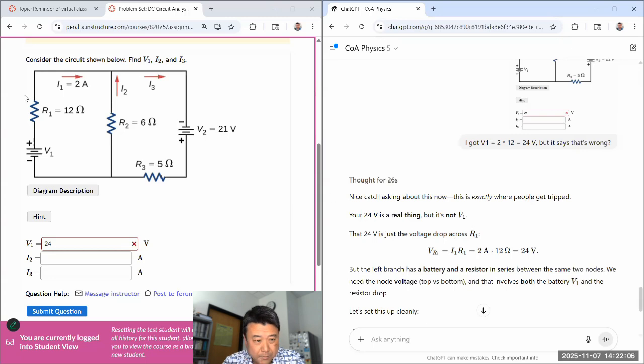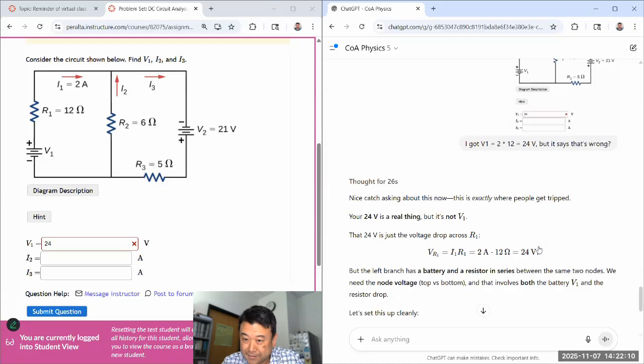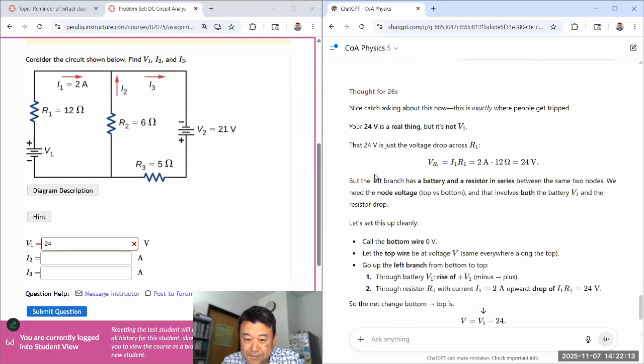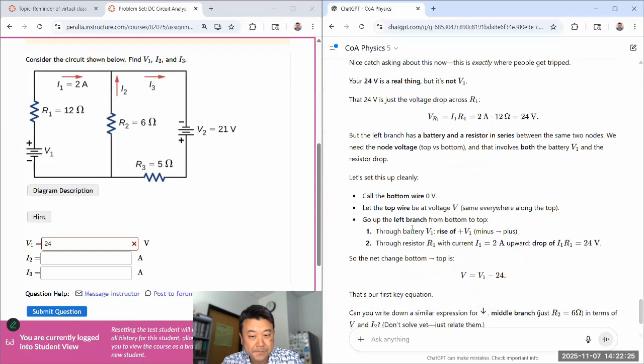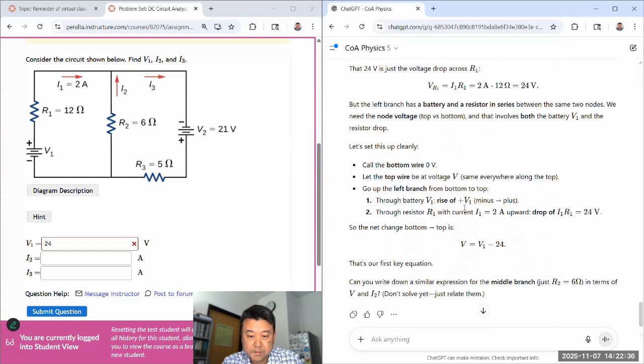Okay, that's the voltage drop across the R1, not the V1. Okay, VR1. But the left branch has a battery and a resistor in series between the same two nodes. Okay, need the node voltage top versus bottom. Then both the battery and the resistor drop are set up clearly. Okay, call the bottom wire 0 volts. Top wire at voltage V. Okay, through the battery. So, right. Yeah, that's so overly complicated.